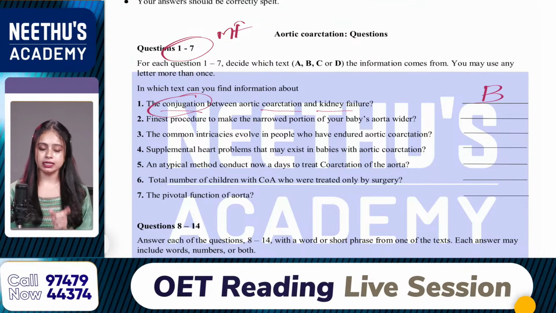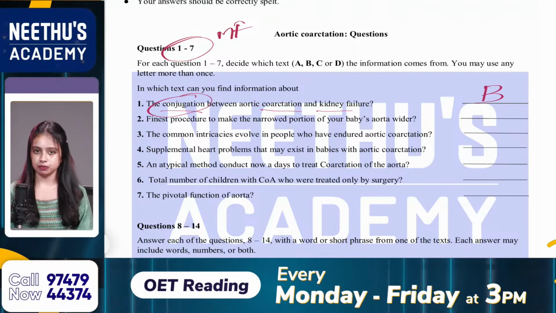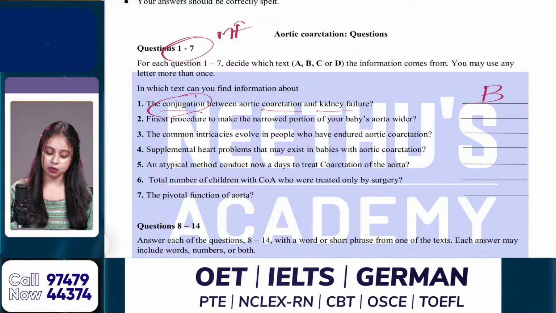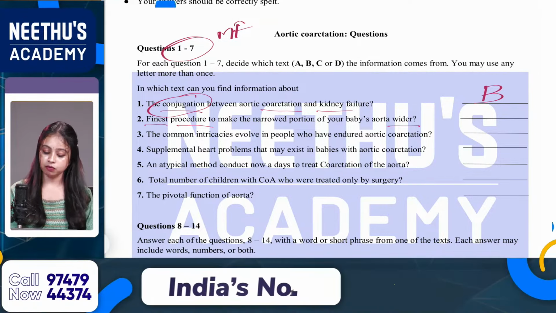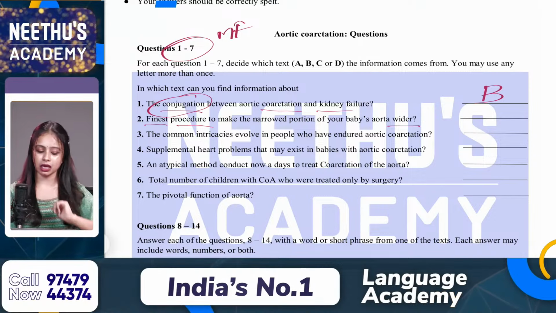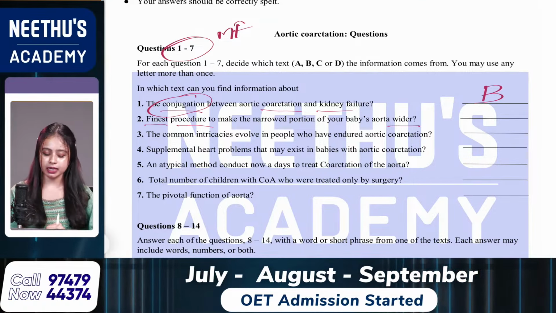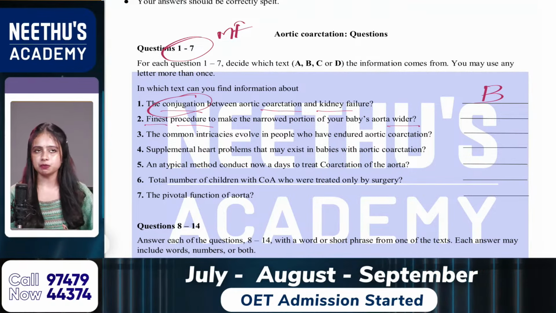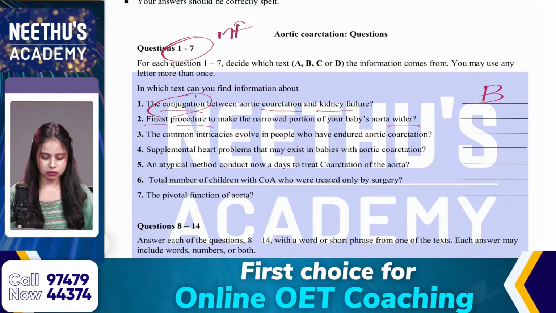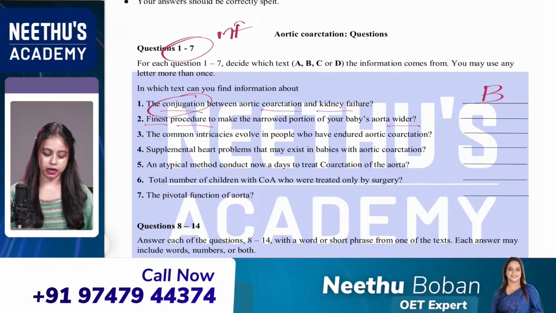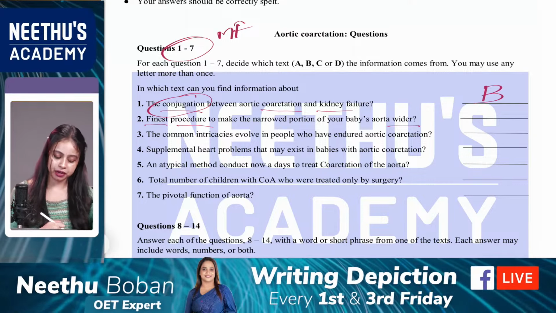Second one, finest procedure to make the narrowed portion of your baby's aorta wider. So my keywords: finest procedure, then wider. So these are my keywords from the second question. Yes. Any idea? Second one, finest procedure, which means the best procedure or the good procedure. Okay, the best method. Okay. Oh, a lot of correct answers. Okay. Yes, Reshma, Kavita, Anu, Vaishnavi, Reba.